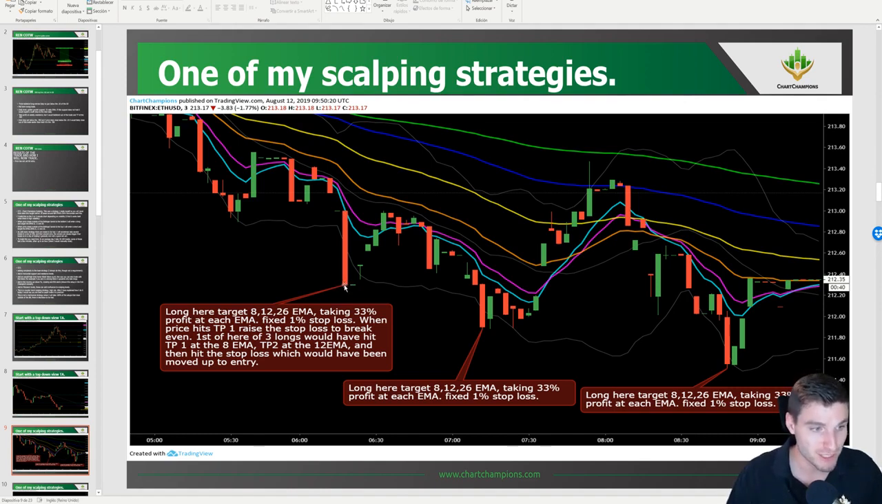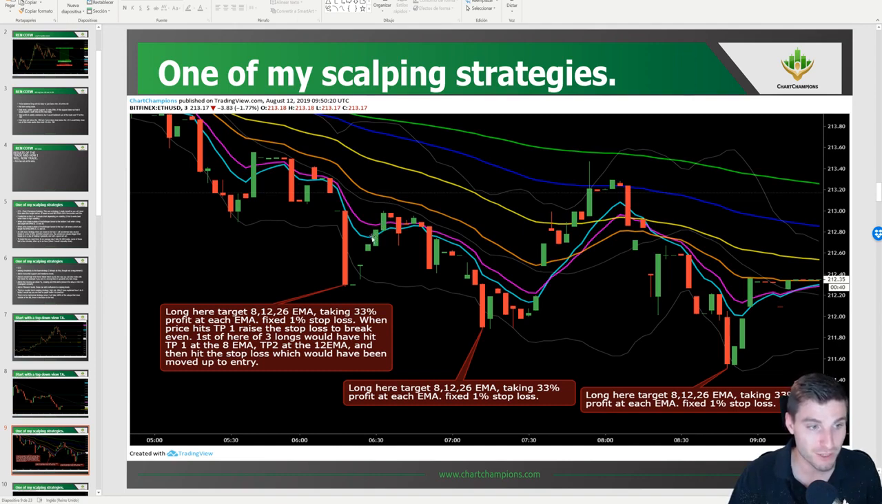That would be entry, and then your target. Instead of the wick, I will do it on the candle close. Let's say the close of this candle was $112.40, and the wick went down to $112.35. I'd enter the limit at the candle body close, not the wick. So you do have to use Japanese candlesticks for this strategy. And then the target is simply hitting the 8 exponential moving average, hitting the 12 exponential moving average, and hitting the 26 exponential moving average.